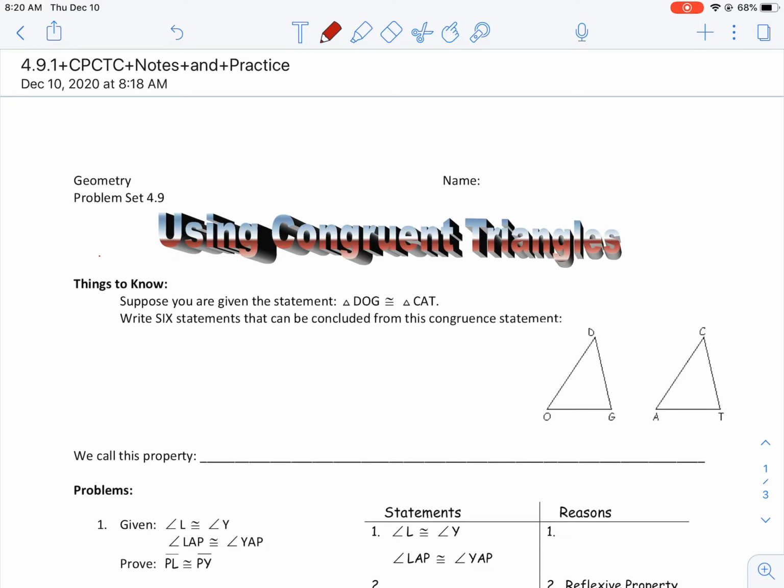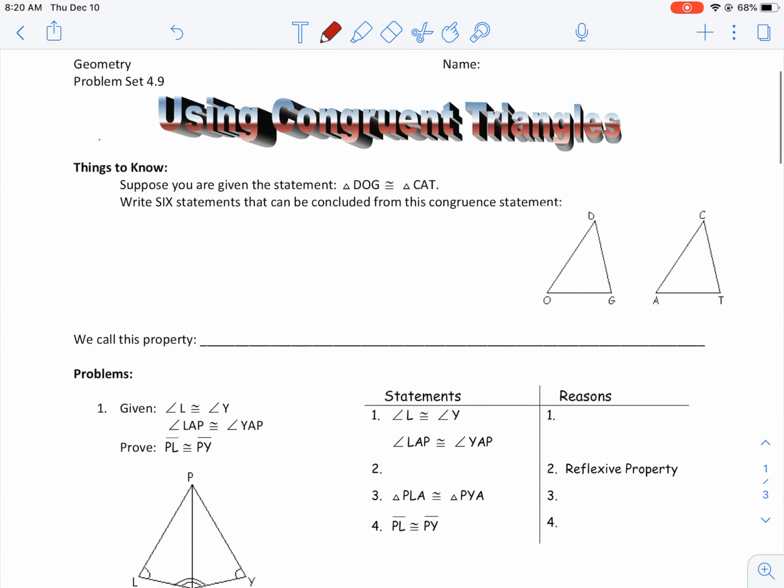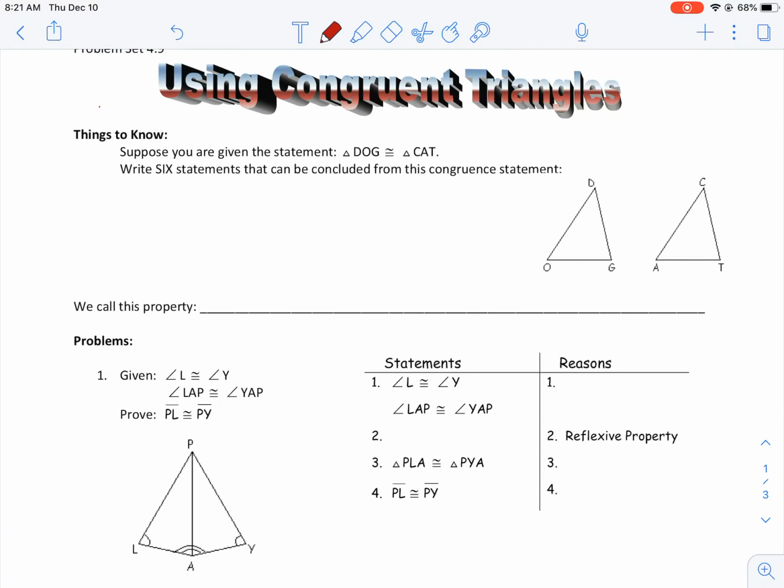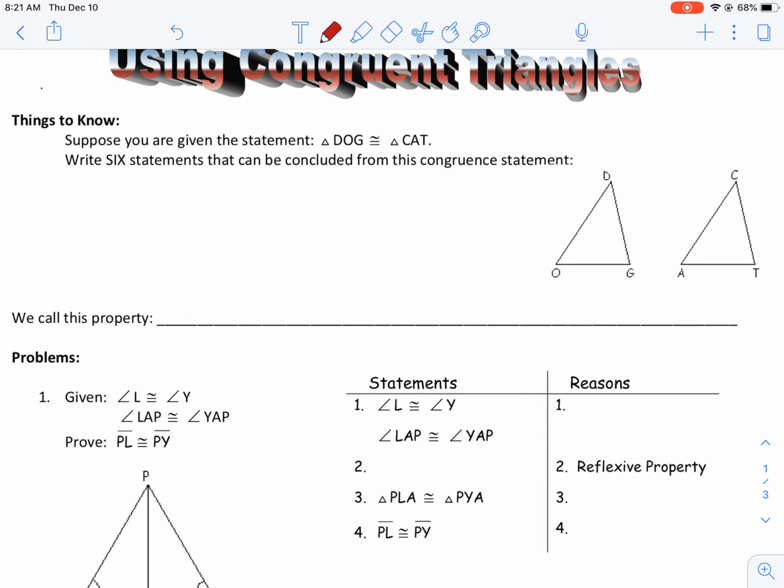Today we are going to be going over the last lesson of the unit and also the last lesson of the semester. This will be the last video lesson of this semester. It's very similar to what we did before, very similar to the triangle congruence proofs. In fact, we're going to be doing triangle congruence proofs, and then we're going to be adding just one little step at the very end. That's it. So, things to know.